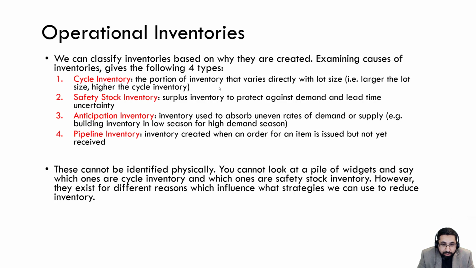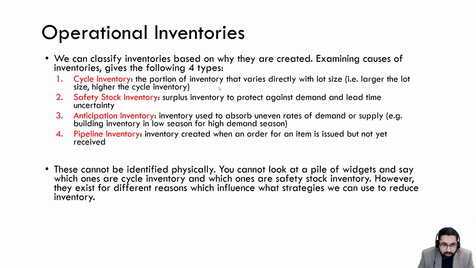And then you might have pipeline inventory, which is just inventory that is in transit. So you've placed an order with the supplier, they've shipped the order, it's in transit, right? So you have invested money in the inventory, but it's moving from one location to the other, and so you cannot work on it or sell it, but you still have money invested in it. That's pipeline inventory.